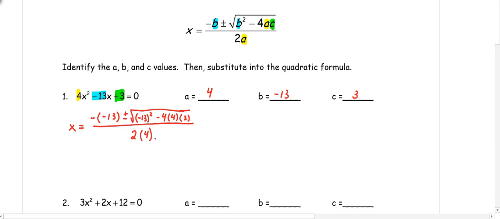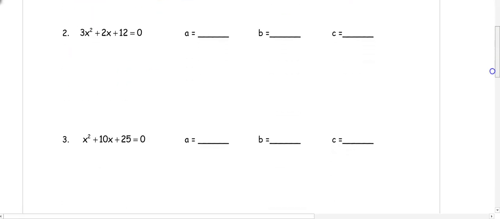All we're going to do today is practice substituting. We're not going to simplify it at all. All we're doing is substituting to get into the memory of putting a, b, and c values in the correct spot. So let's look at number 2.